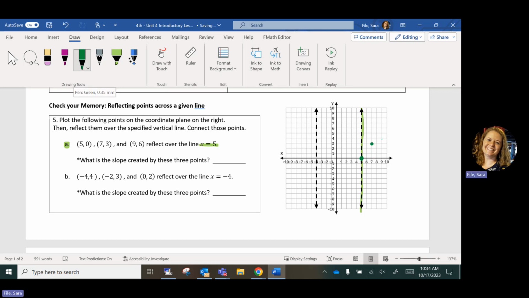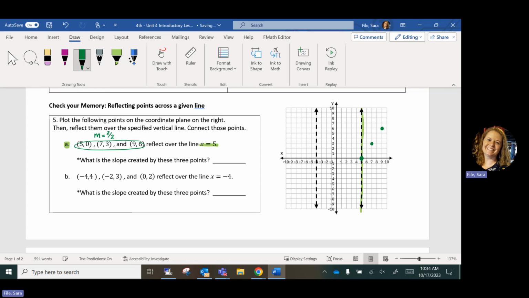And 9, 6. So I plotted those 3 points. Okay. Now, can somebody first off tell me what the slope is between those 3 points? Yeah, I'm going 1, 2, 3, 2. Positive, positive, right? Up, right? So a positive 3/2.